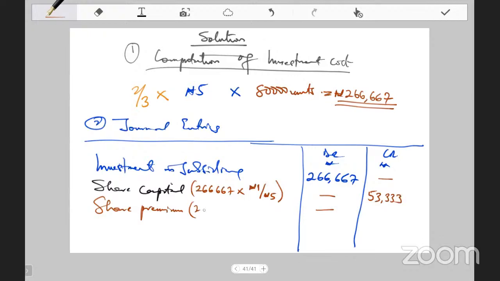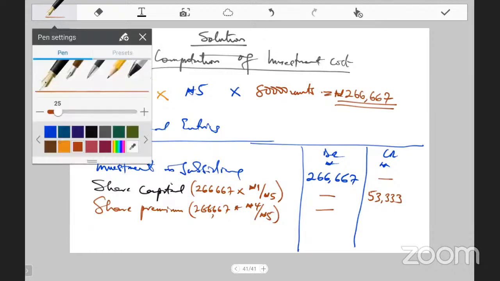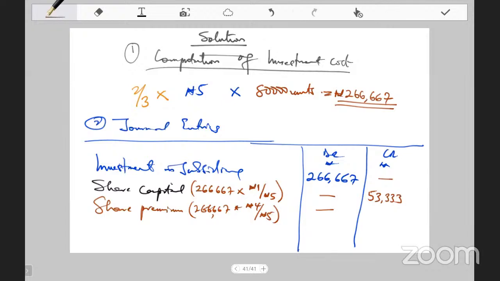If I want to get the balance, I can subtract, but let me give you another way. What is the premium of this share? That is 4 naira out of 5 naira. So give me the answer. 213,334. So which means that is our investment cost in Ojo by issue of share exchange.